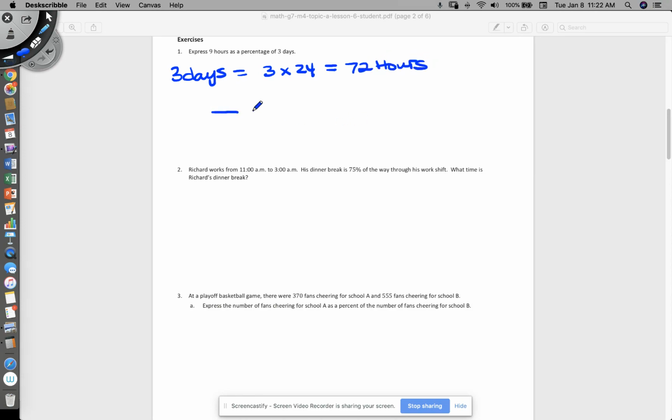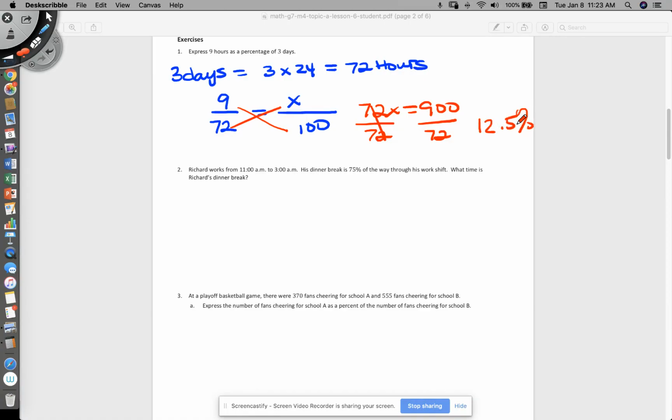Now, I'm going to set this up as line equals line. I have 9 hours. What is the percentage of that? So 72 hours for the 3 days. So 9 of the 72 hours is how many of the 100? So we're going to cross multiply here, and I'm going to get 72x, and 9 times 100 is 900. Divide that out on your calculators, and when you divide that out, you should get 12.5%.